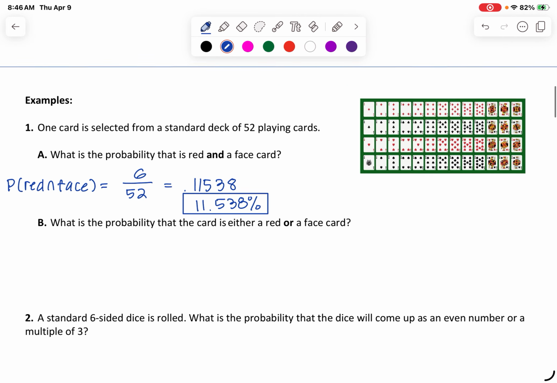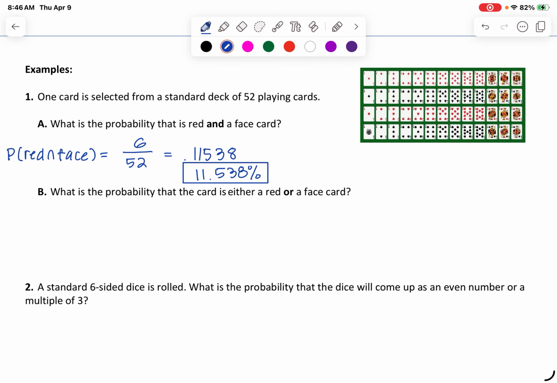Okay. So next it says, what's the probability that the card is either a red card or a face card? The probability of this should be higher, because it could be red or a face card. It doesn't have to be a red face card, right? So this does have overlap. This is not mutually exclusive. There are red face cards, so we have to remember to subtract that off.